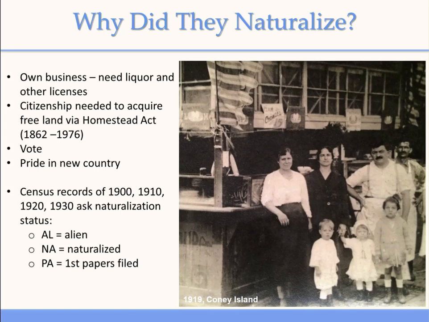Census records of 1900, 1910, 1920, and 1930 ask for naturalization status. So you may see AL for alien, NA for naturalized, and PA meaning first papers were filed. These are important clues to help you know whether your ancestor had filed papers at that point in that census record.